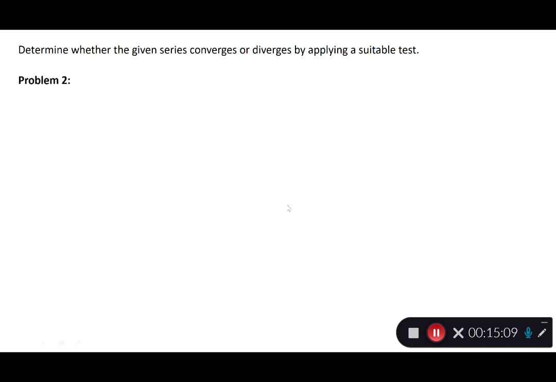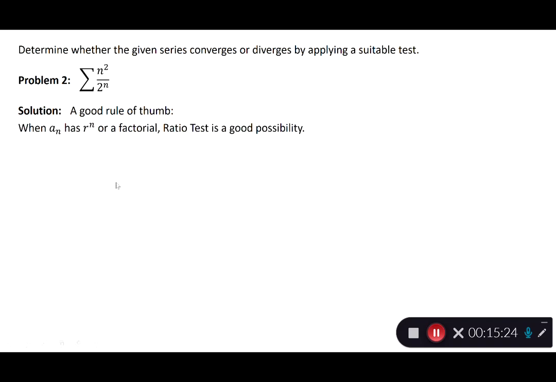Next, sigma n square over 2 to the n. 2 to the n. Ooh. So a good rule of thumb is when a sub n has r to the n or a factorial, ratio test is a good possibility.